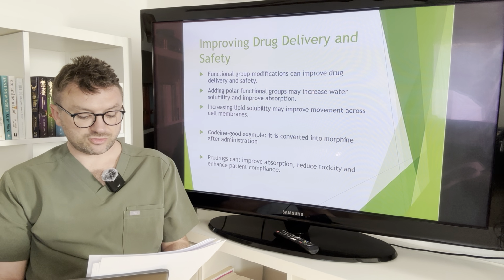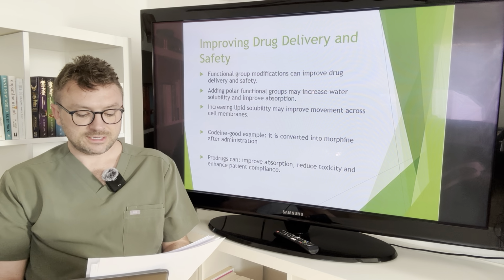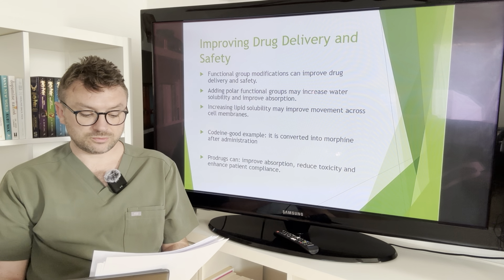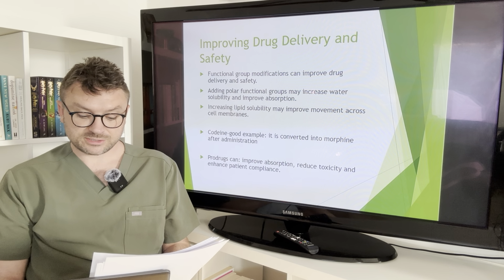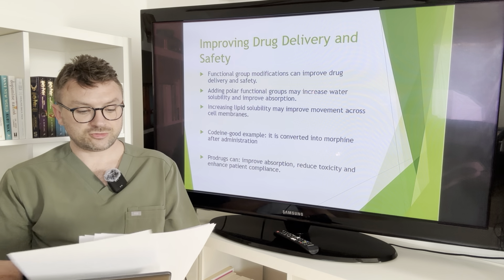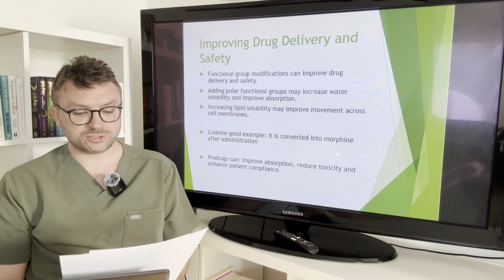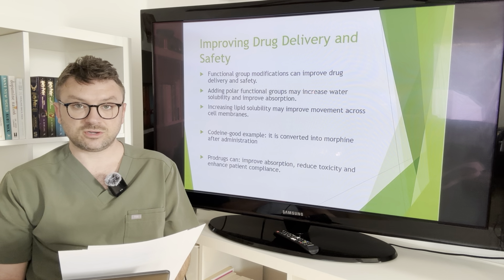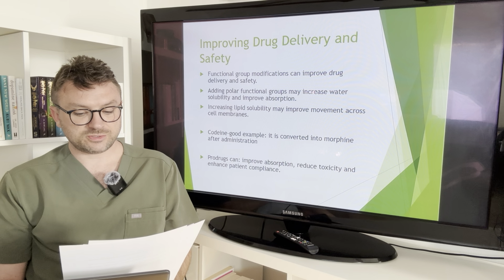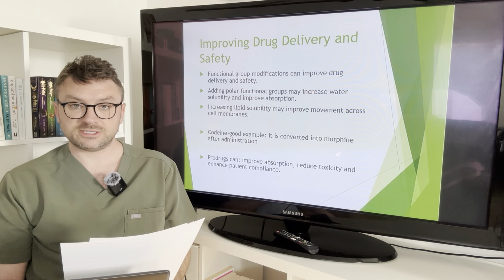Some modifications create prodrugs. A prodrug is an inactive compound that becomes active after metabolism within the body. Codeine is a well-known example because it is converted into morphine after administration. Prodrugs can improve absorption, reduce toxicity, and enhance compliance. As a result, functional group modification remains one of the most valuable tools available to medicinal chemists.